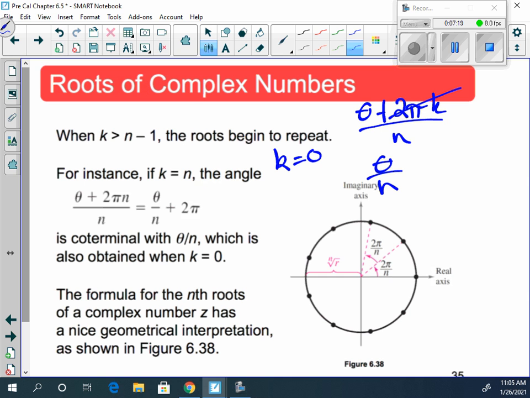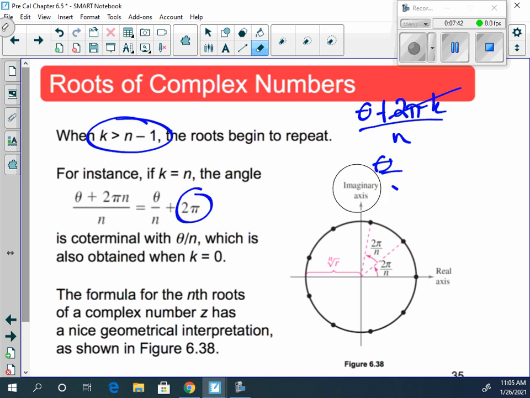Well, wait a minute. If I add 2 pi to it, it's going 1 full rotation, and I'm back where I'm at. So theta over n and theta over n plus 2 pi are the exact same value. That's why they're saying once k becomes greater than or equal to n, we start repeating these values. Does that kind of make sense? Yes?